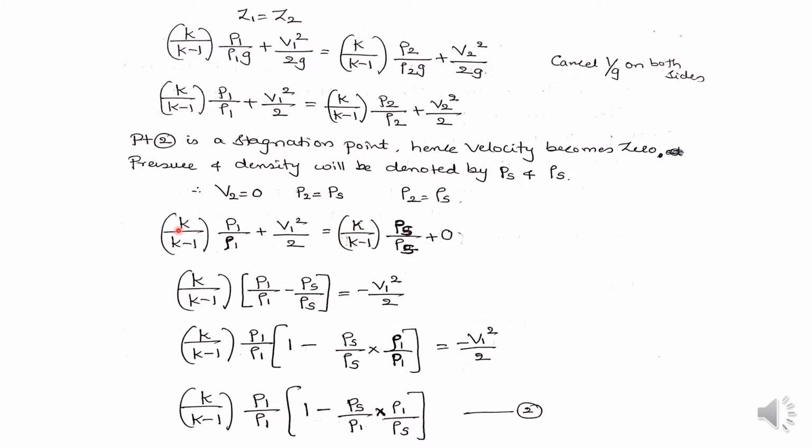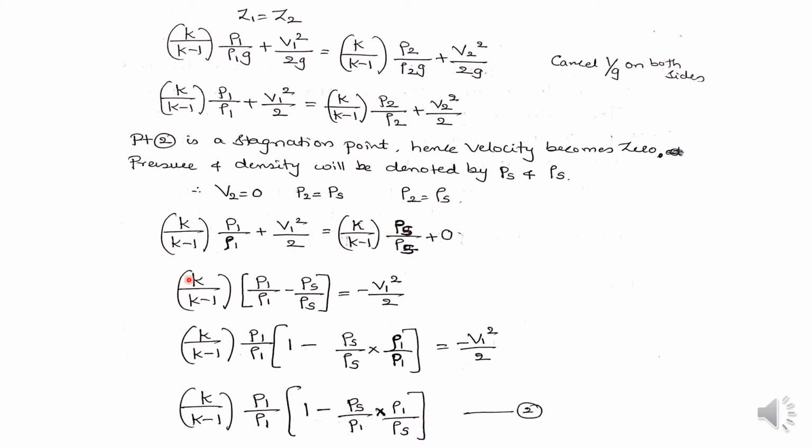So now K divided by K minus 1, P1 divided by rho 1 plus V1 square divided by 2 plus K divided by K minus 1, where P2 is replaced by PS and rho 2 is replaced by rho s, plus V2 square divided by 2. V2 is 0, so this entire term becomes 0 in this equation. So now I will take this PS divided by rho s term to the left hand side, and V1 square divided by 2 to the right hand side.